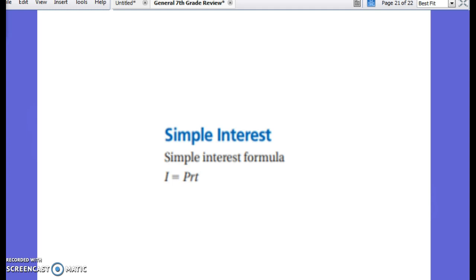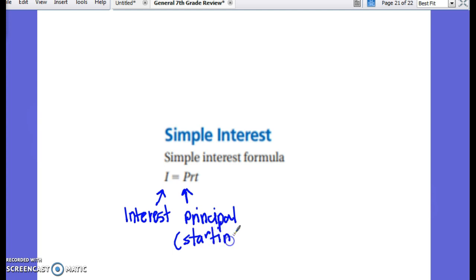Then we have something called simple interest, which we learned a long time ago. I equals PRT. I is the interest. That's like if you were to put money in a bank, how much money does the bank pay you after a certain number of years? The P is the principal. That's usually your starting amount. So let's write that down. Principal, your starting amount. Like if you borrowed $5,000 or you put $5,000 in the bank, then that's what your P would be.